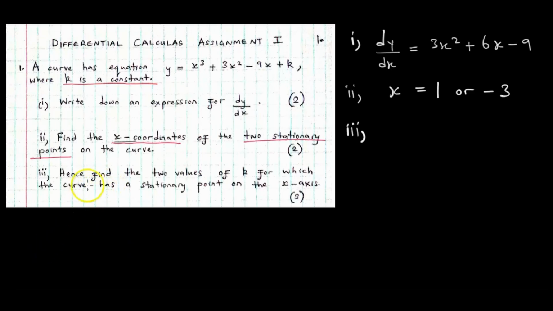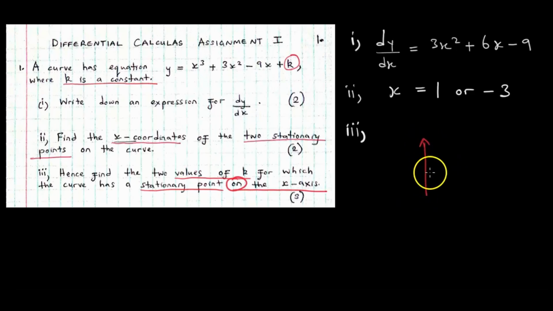Part 3 says, hence find the two values of k for which the curve has a stationary point on the x-axis. So we want to find the two values of k for which the curve has a stationary point on the x-axis. And what is important here is to know that it's on the x-axis. So let us explain what on the x-axis means.